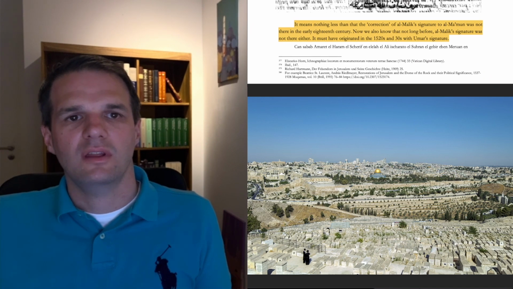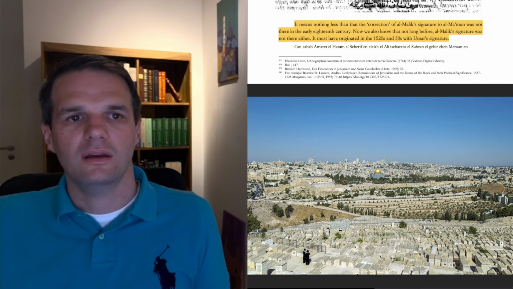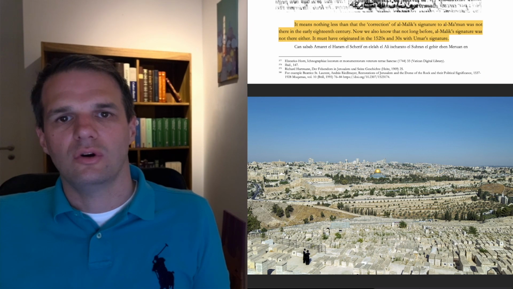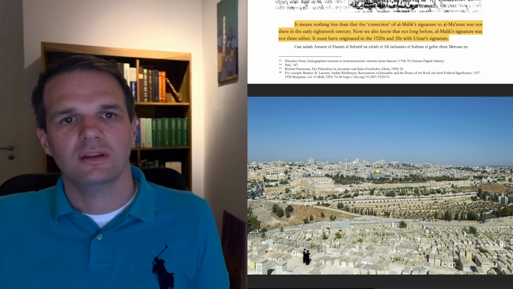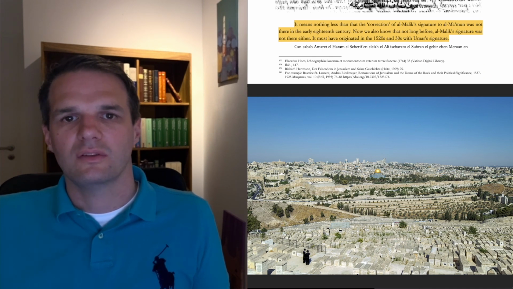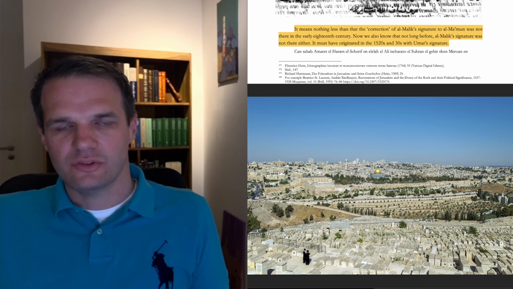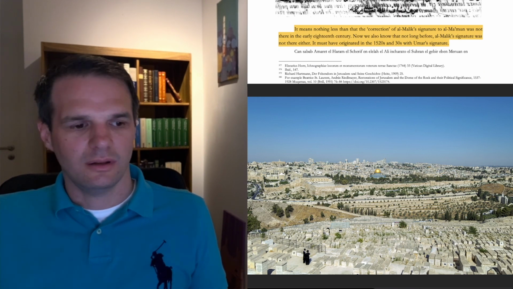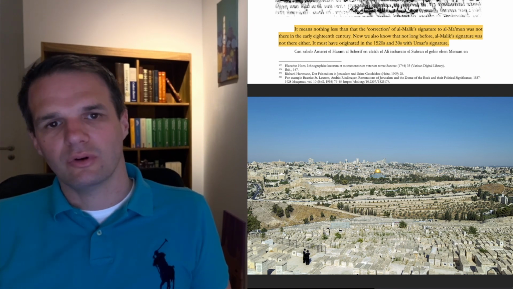He says, it means nothing less than that the correction of al-Malik's signature to al-Mamun was not there in the early 18th century. Now we also know that not long before, al-Malik's signature was not there either. It must have originated in the 1520s and 30s with Umar's signature. So again, completely baseless, just because somebody said that it was built by Umar in an account, connecting the Umar legend with the Dome of the Rock itself.